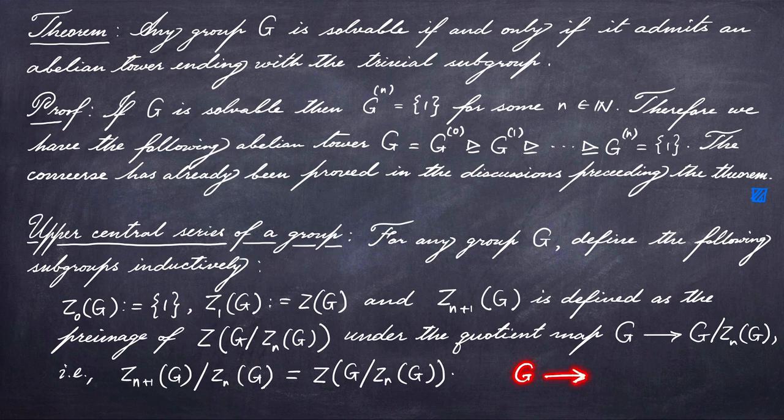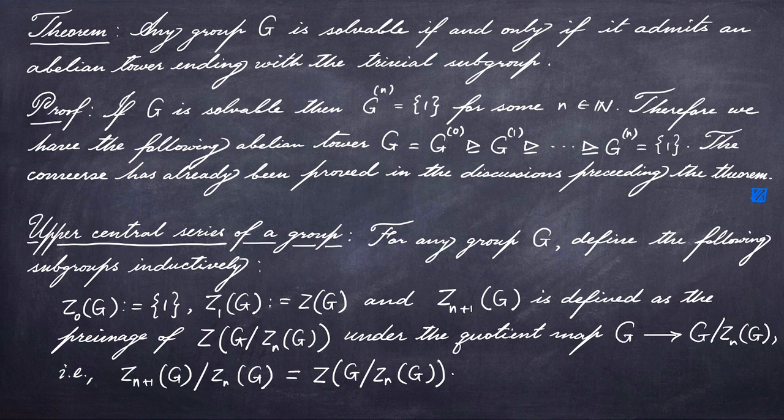As I said, assume that we have defined a normal subgroup Zn(G) of G. Now from G to G modulo Zn(G) we have this quotient map, let's call it pi n. So we consider the center of the right hand side and then pull that center back to G and denote that by Zn+1(G).